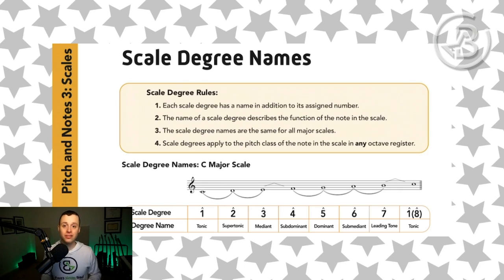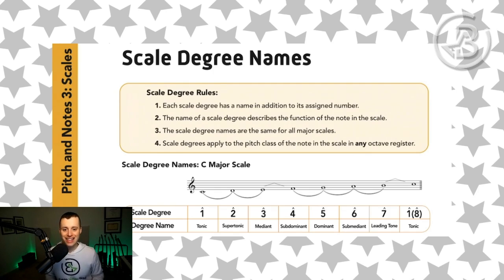So it's very important that you actually remember these names, because the names of these scale degrees are not only going to show up again in this book, in this course, but in future books, future courses, and also in other music theory that you might learn for the rest of your life. So pay attention to these because these are important.